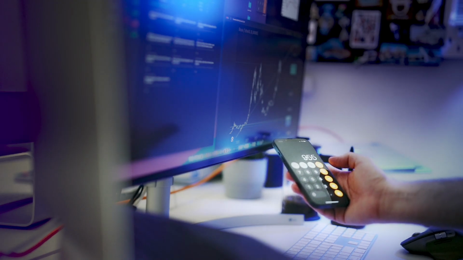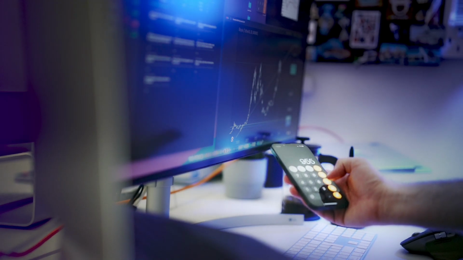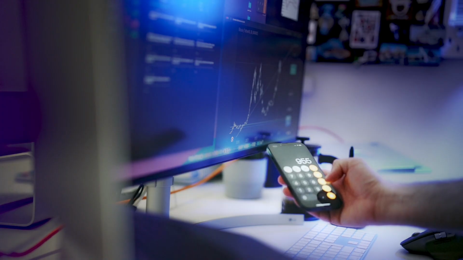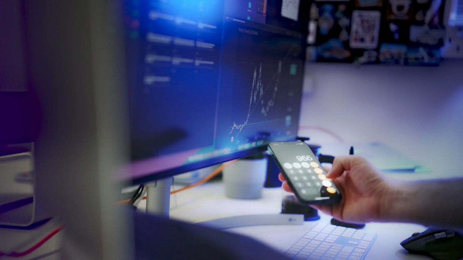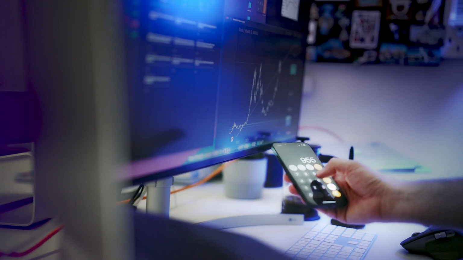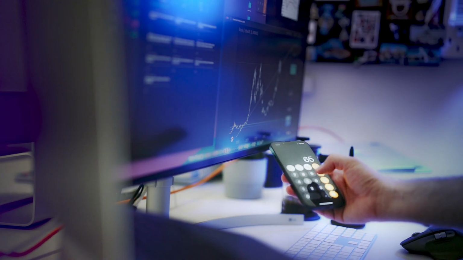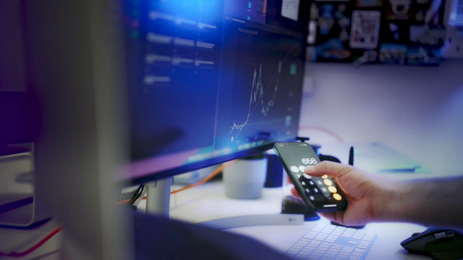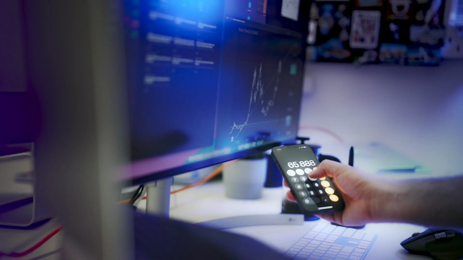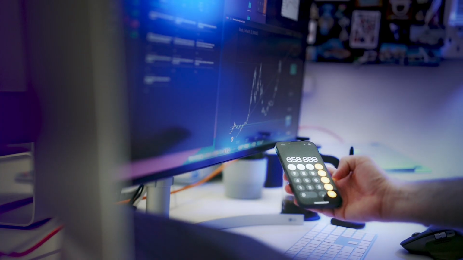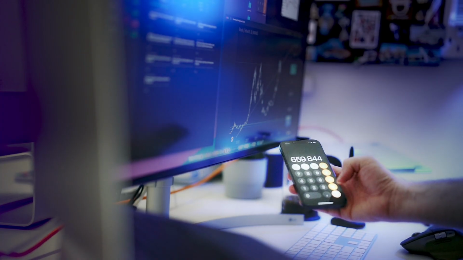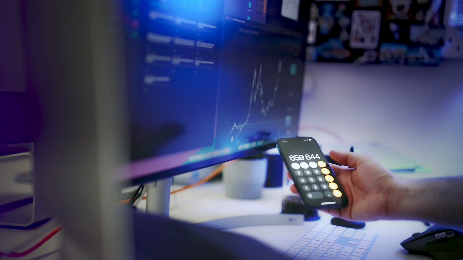93%. That is the win rate I clocked on this algorithm after running it live. Not just backtested on cherry-picked data, but in real market conditions across multiple asset classes. Now, before you scroll off thinking this is another pipe dream, stay with me, because I'm going to show you exactly how this works, why it works, and how you can access the signals yourself without writing a single line of code.